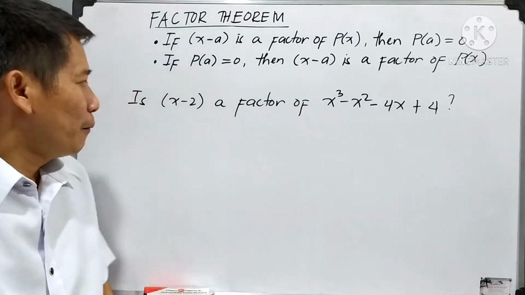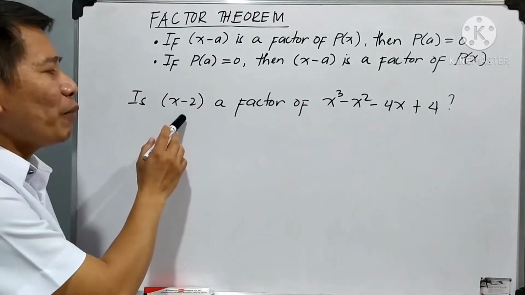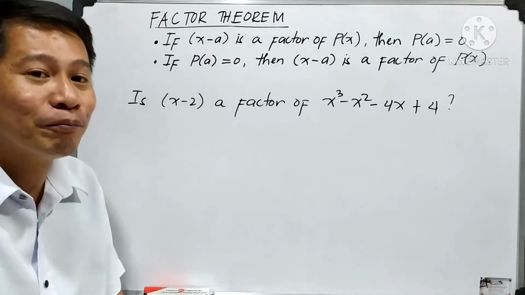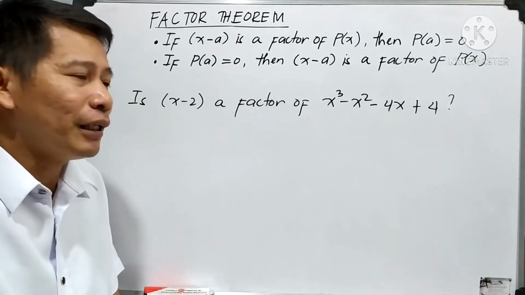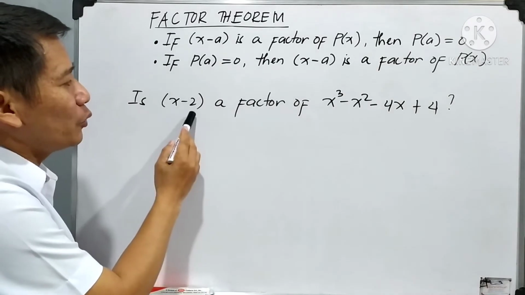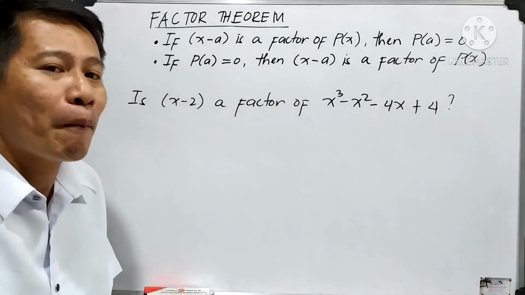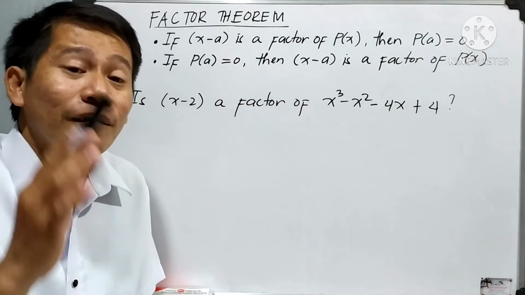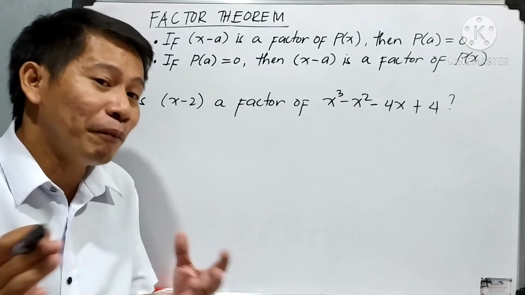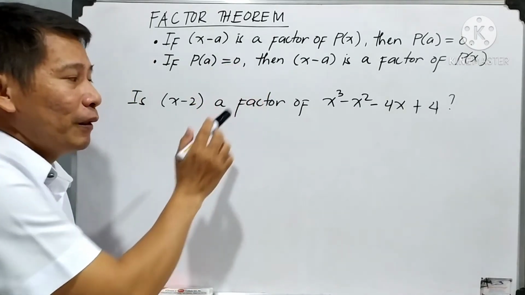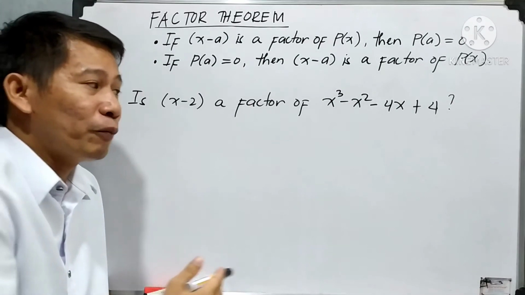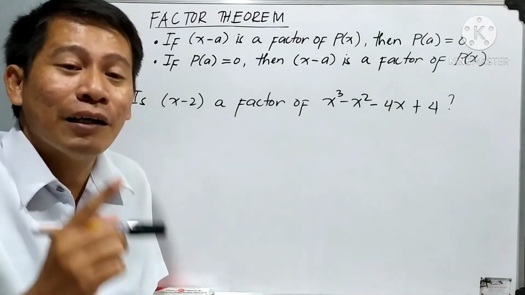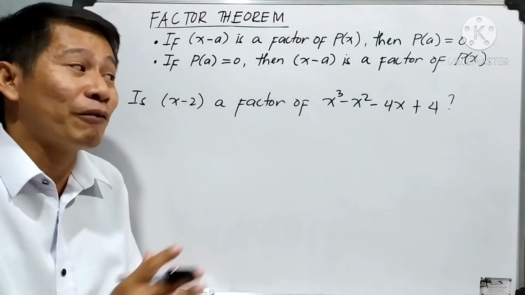Now, let us consider this problem. Is x minus 2 a factor of x cubed minus x squared minus 4x plus 4? To determine whether this x minus 2 is a factor of this polynomial, we will compute the remainder using the remainder theorem. Remember, according to the factor theorem, this binomial is a factor of this polynomial if and only if the remainder is 0. And let us see if it is a factor.